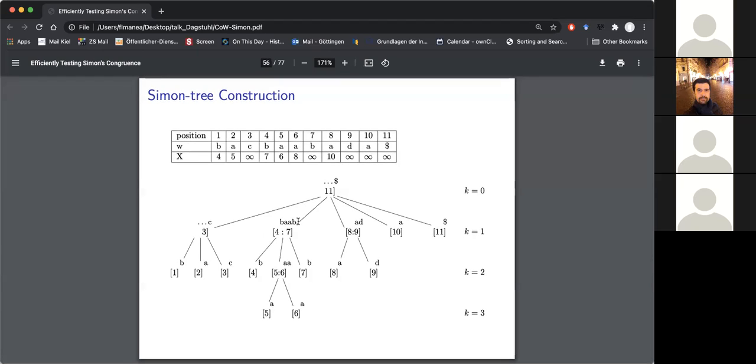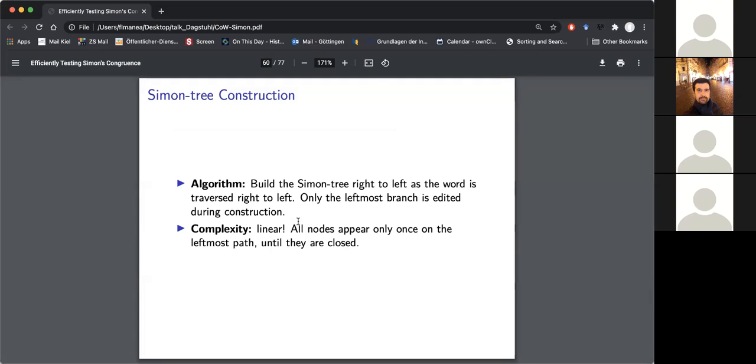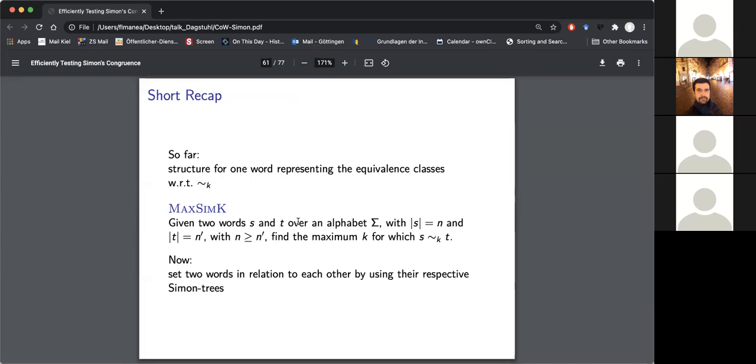Basically, we can do that up to the last letter, and then we also finish the construction of the Simon tree, and then we can remove the dollar, and there you go. This is the Simon tree of the word. So the Simon tree can be built in this way. The complexity is linear because it's an amortized argument. All nodes appear only once on the leftmost path until they are closed. And this ends the discussion about this data structure, but this is only for a word.